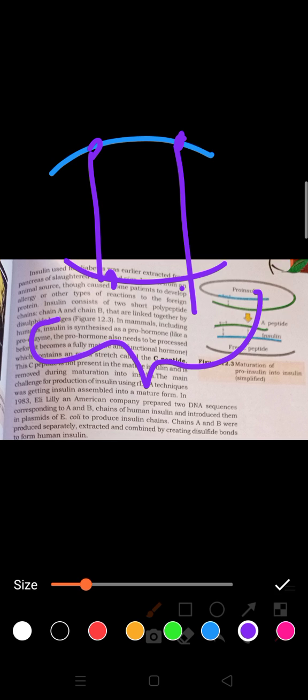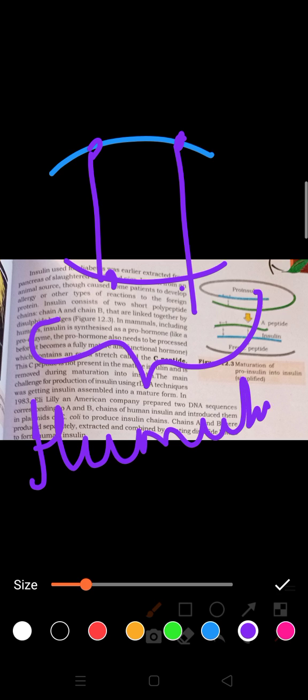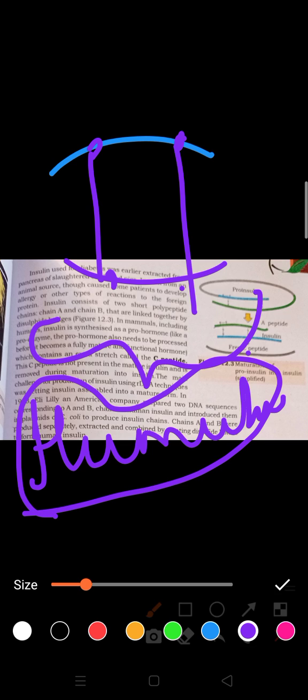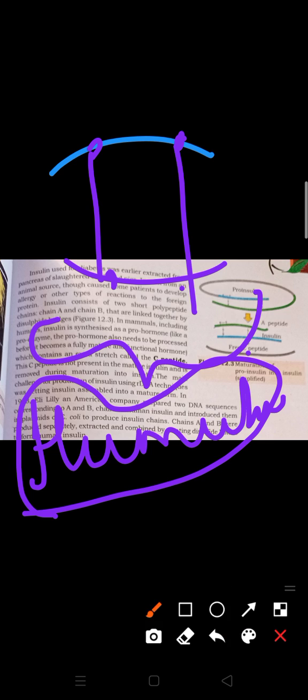At that time the name given to it was humulin. This humulin is very important because it is just like human insulin. That's why the name humulin is given. I hope the process is clear.